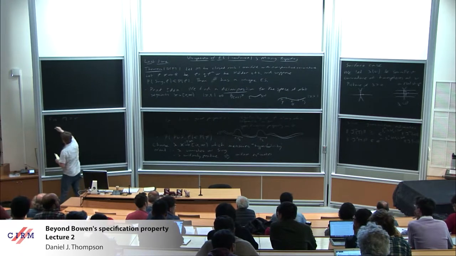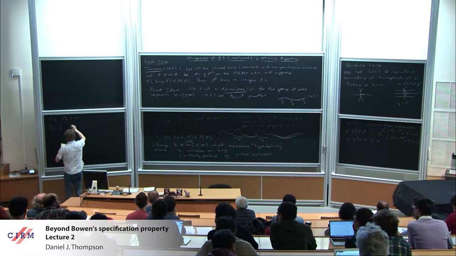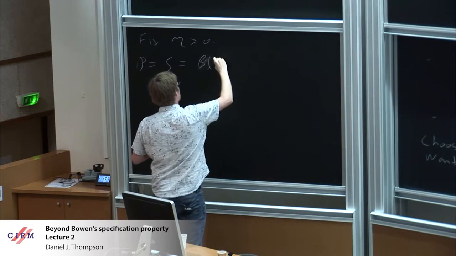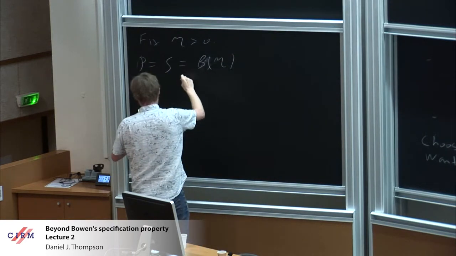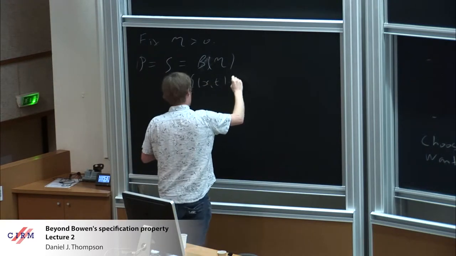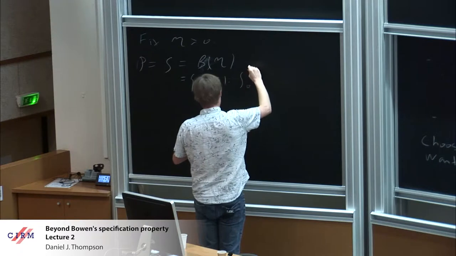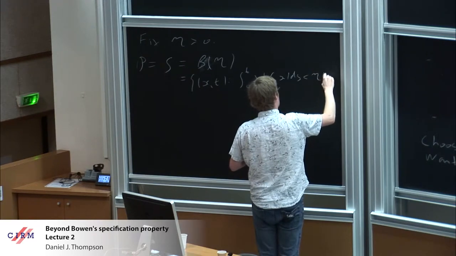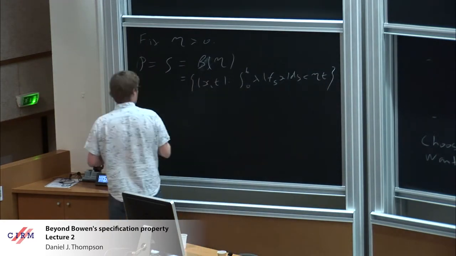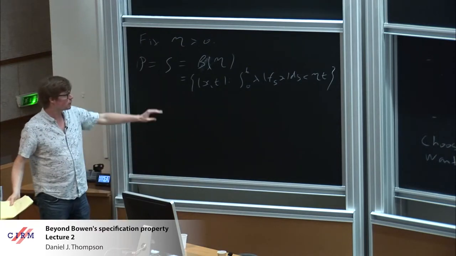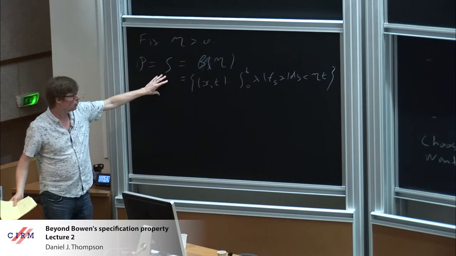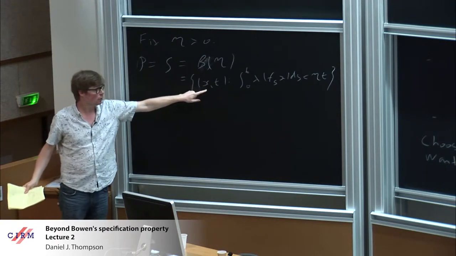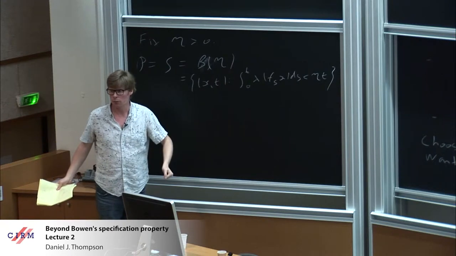Let's define this decomposition structure. I'm going to define P and S to be the same thing. I can also sometimes call this thing B eta, B for bad, which is the set of orbit segments along which the average of lambda is smaller than eta. Given an arbitrary orbit segment, what we're going to do is look from the beginning and move to the maximal time so that this is true. That's what we're going to chop off from the beginning.